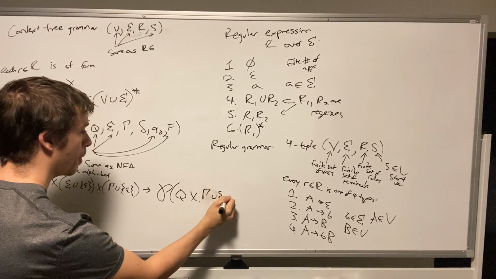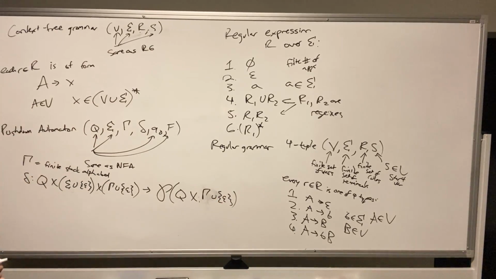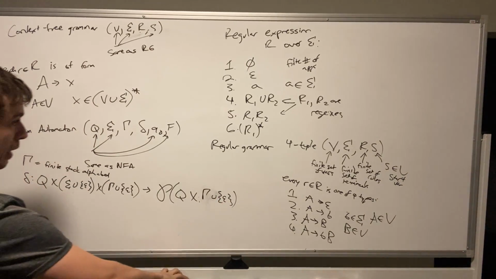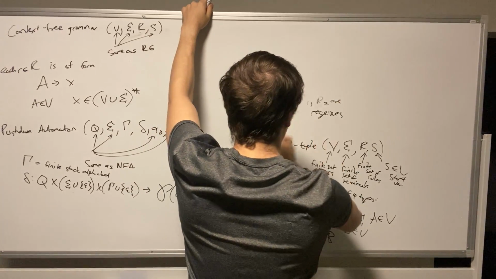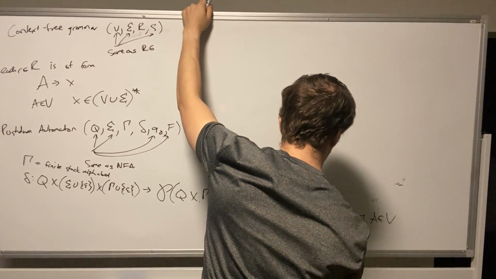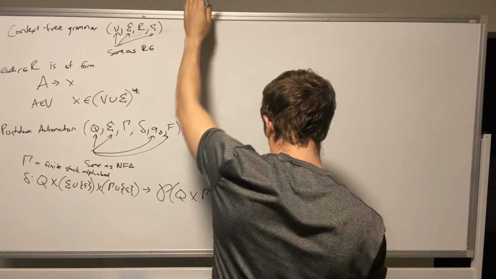Yeah, I did this backwards. Losing time. All right, so those are the context-free languages. Now let's talk about the final one, which is Turing machines. I think that's all of them.